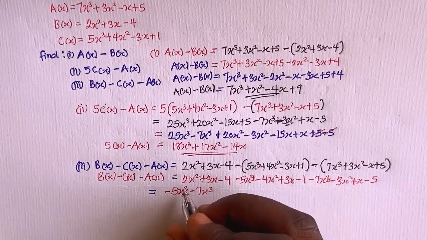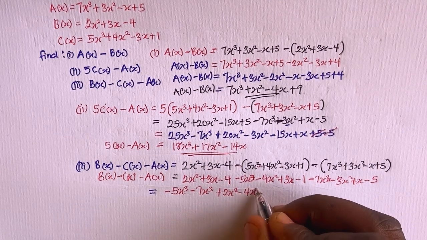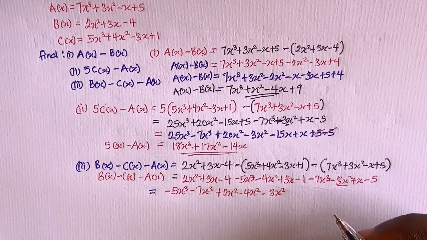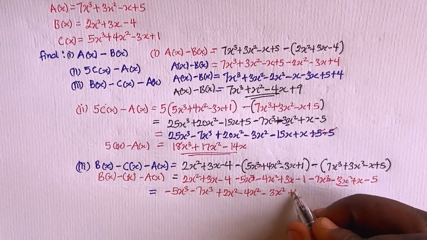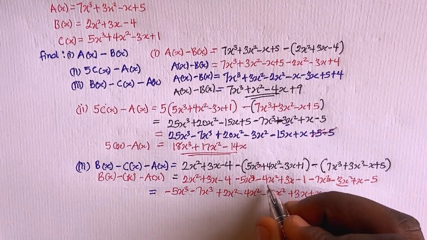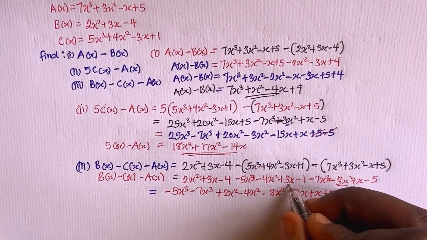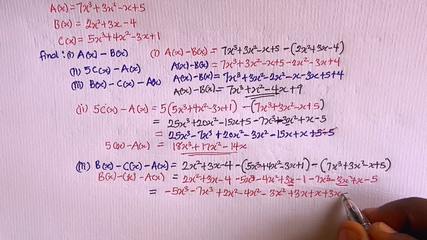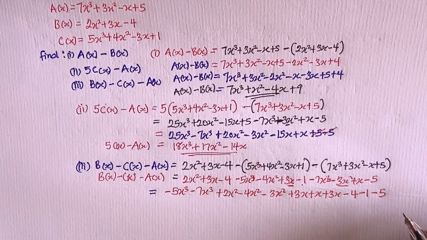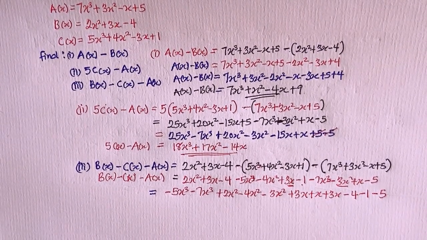That's the first one. Then the next one I'm having plus 2x squared. Then here minus 4x squared. Here I'm having minus 3x squared, right? So after that, what am I having? I'm having plus 3x, right? Plus 3x plus x, which is here. Then what other thing? I'm having plus 3x again, once again, which is this. Then after that, I'm having minus 4. Here I'm having minus 1, and also minus 5. So what I'm going to do here is go ahead and simplify.